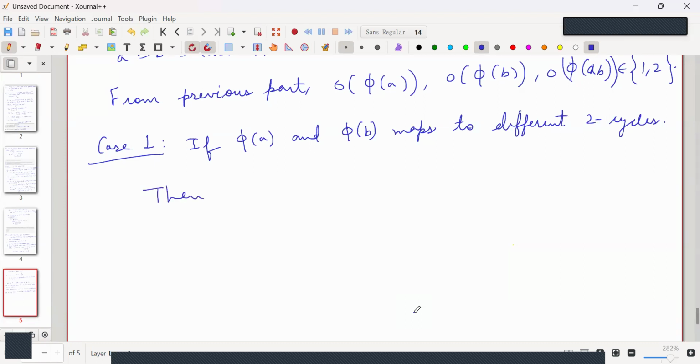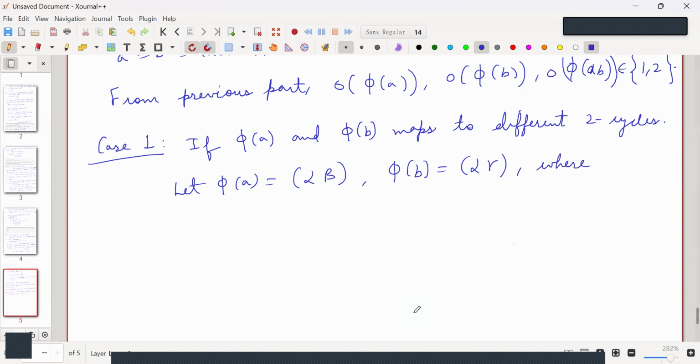Then say that phi A be some alpha beta and phi B be some alpha gamma, where beta is not equal to gamma and alpha, beta, gamma belong to 1, 2, 3, right?